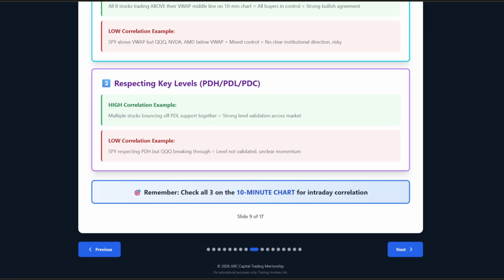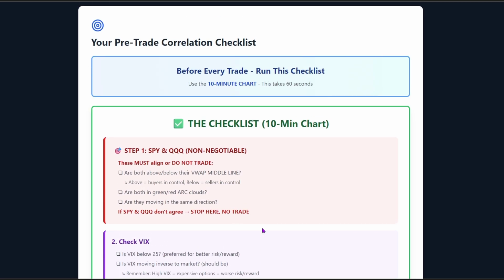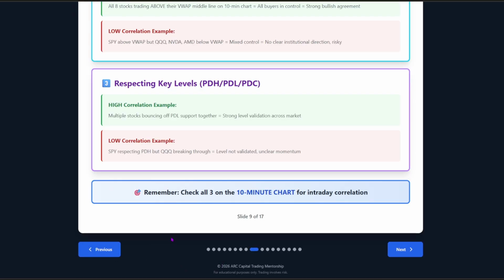Like today I was watching SPY and it kept touching an old level that wasn't a gap fill. I definitely do think they have a correlation to the price action. Remember, check all three on the 10-minute chart for intraday correlation. Let's go on to the next slide.